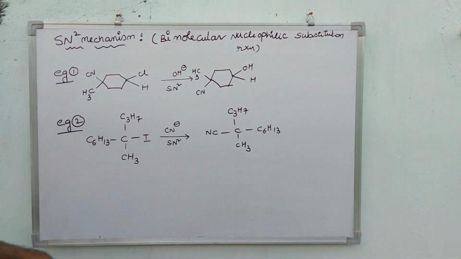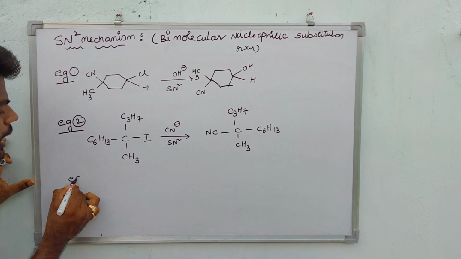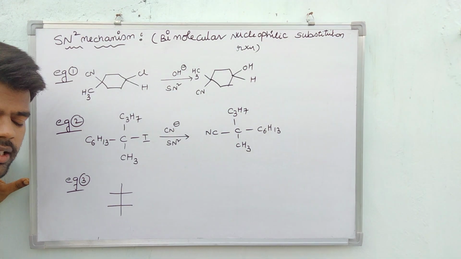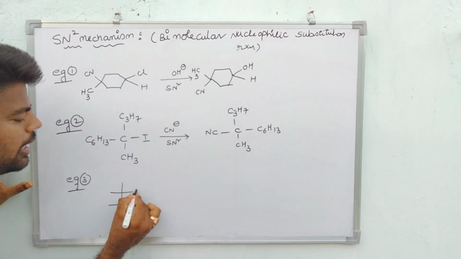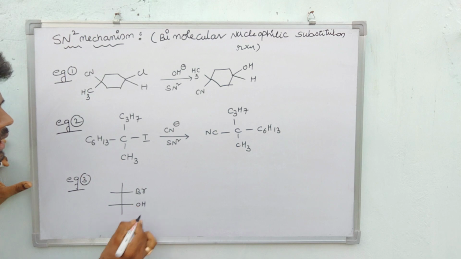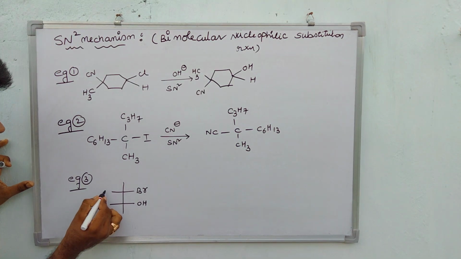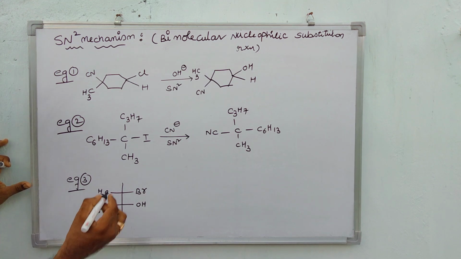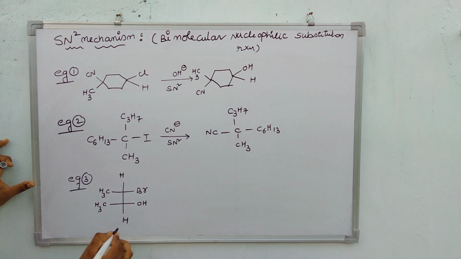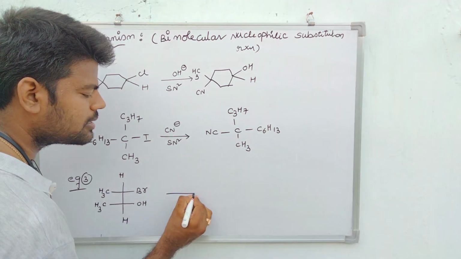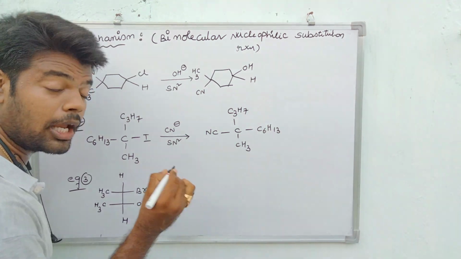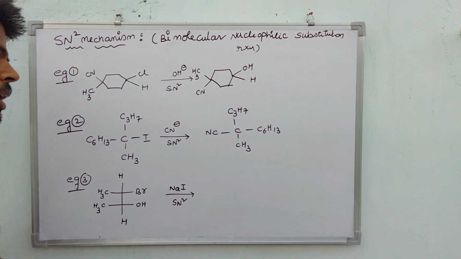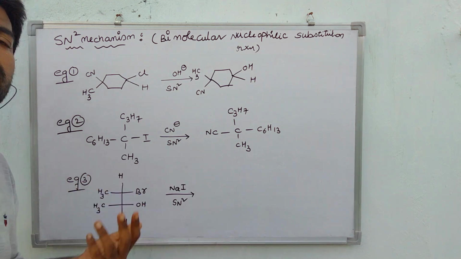And with one more different example, that is a Fischer projection, example number 3. In the Fischer projection, suppose we take 2 asymmetric carbon atoms. Here we take a bromine atom, here there is one hydroxyl group. Suppose it contains a methyl group, here also a methyl group, and at the top a hydrogen atom, at the bottom a hydrogen atom. If this compound is passed through sodium iodide, which mechanism is it involved in? SN2 mechanism. Friends, automatically what will happen? Reverse configuration will be obtained.